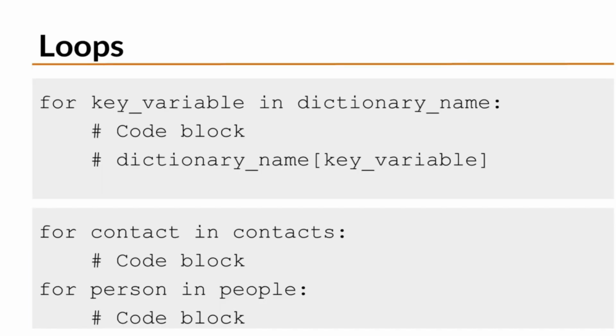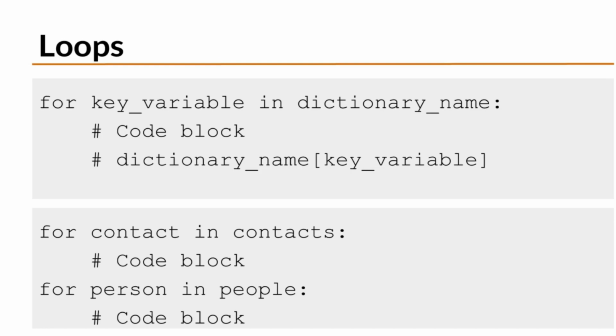One format for looping through items in a dictionary is for key_variable in dictionary_name. The code block that follows that for statement will be executed for every item in the dictionary. To access the value of the item in the for loop, use the pattern of dictionary name followed by the key variable name in brackets. It's very common to name dictionaries using a plural noun such as contacts. The typical format for the for loop uses the singular form of the dictionary name as the key variable. For example, for contact in contacts or for person in people.